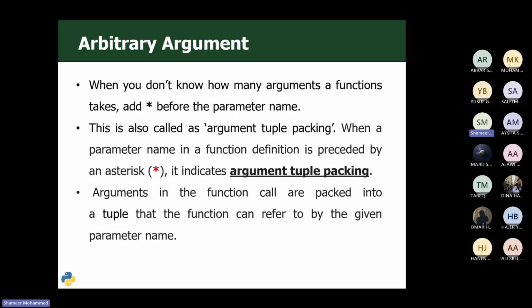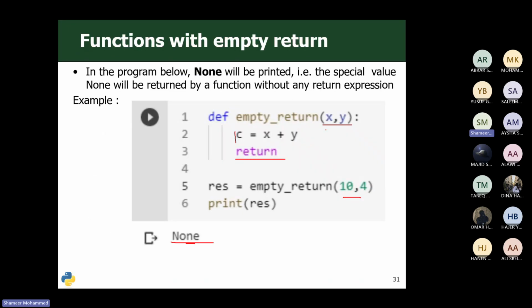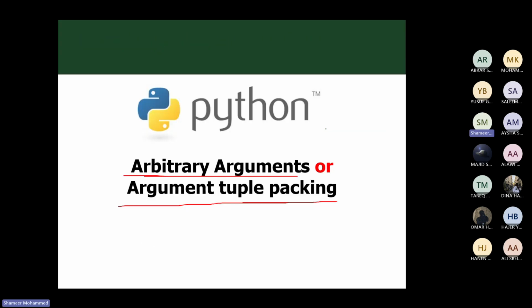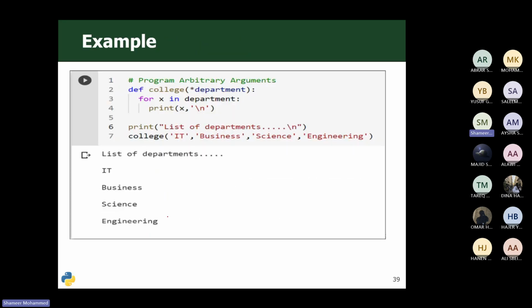What is this arbitrary meaning? See, do you know how many arguments a function takes? In this program, you know this one. But if you don't know how many arguments a function will take, then you can simply write star. You can add a star. Then if you write star, that is called argument tuple packing. It will take any number of arguments now. So see that one here in the example.